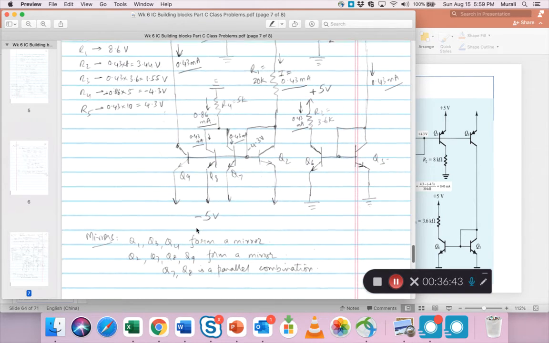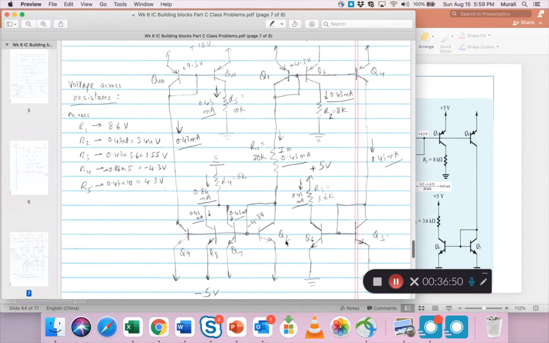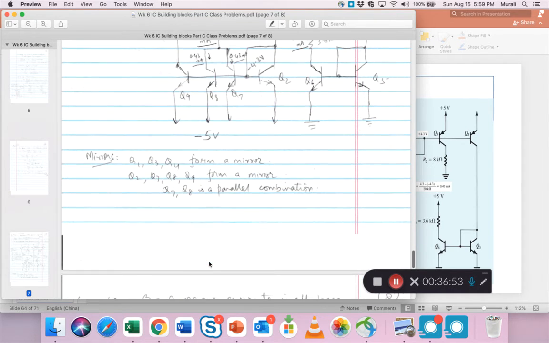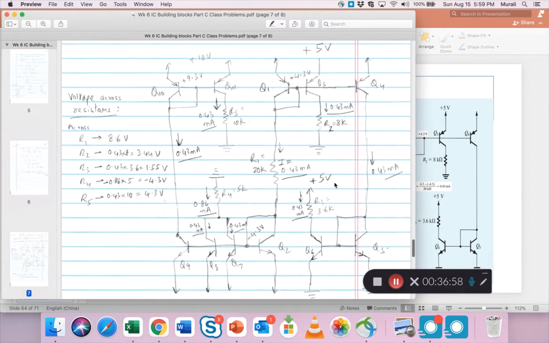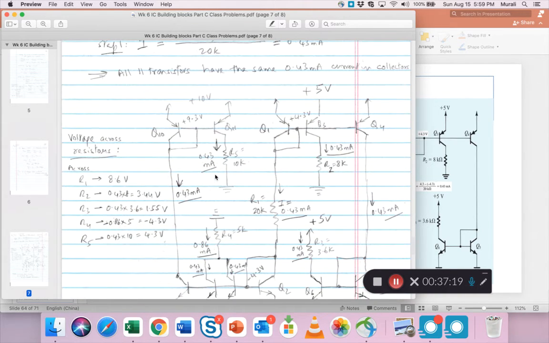Now, I've also shown you what transistors form what mirrors. So for example, Q2, Q7, Q8, Q9 is a mirror, right? Q1, 3, 4 is a mirror. 7 and 8 is a parallel combination. Where's 7 and 8? Yeah, this 7 and 8, because they are tied on both ends and the bases are tied, they form a parallel. And you know, when it's a parallel, then the total output current is the sum of the two, right? So that's one parallel combination. So those are some things I noticed.